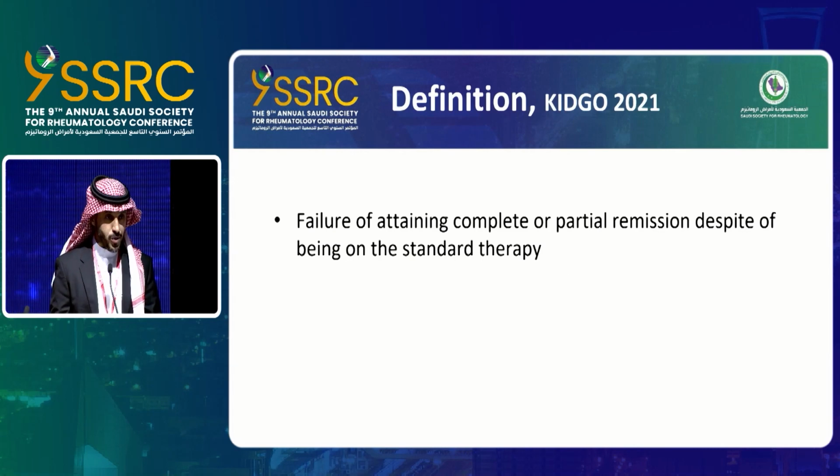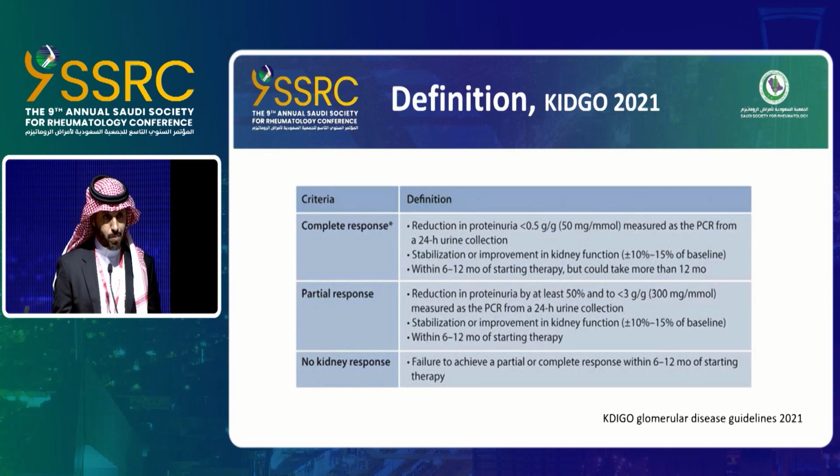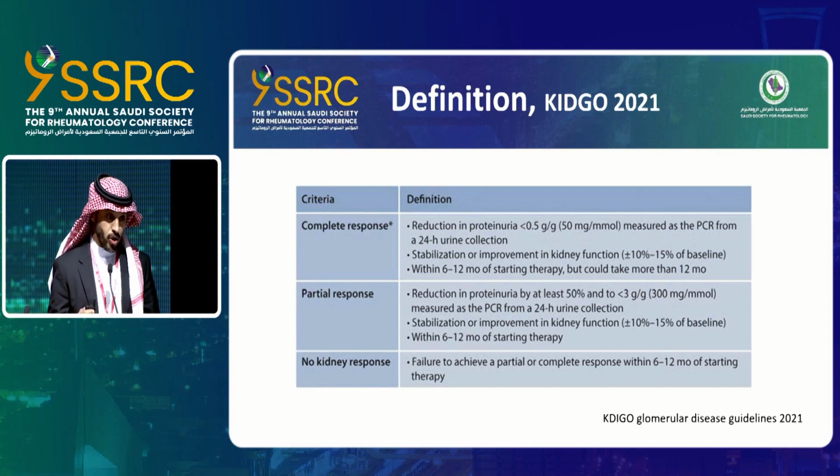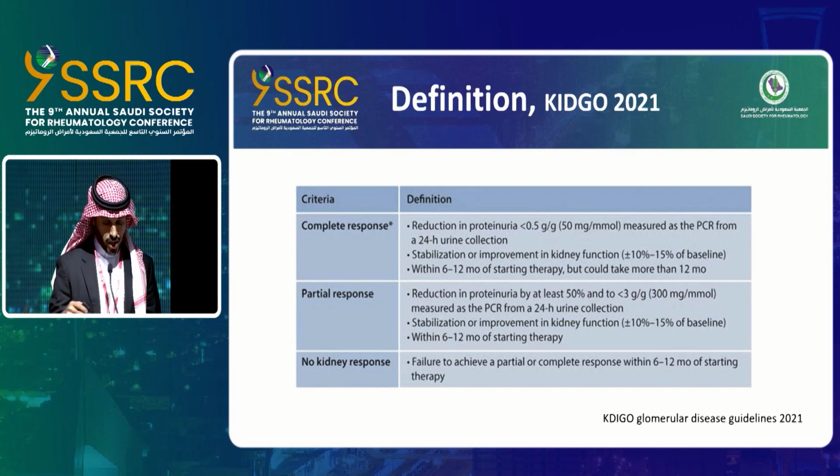So in KDIGO, they define non-responding lupus nephritis as failure of attaining complete or partial remission despite being on standard therapy. Complete remission is proteinuria of less than 0.5 gram per gram from a 24-hour urine collection. It's not a random spot urine. The idea behind that is to overcome any possibility of variation in creatinine excretion in the urine that may happen during the daytime.